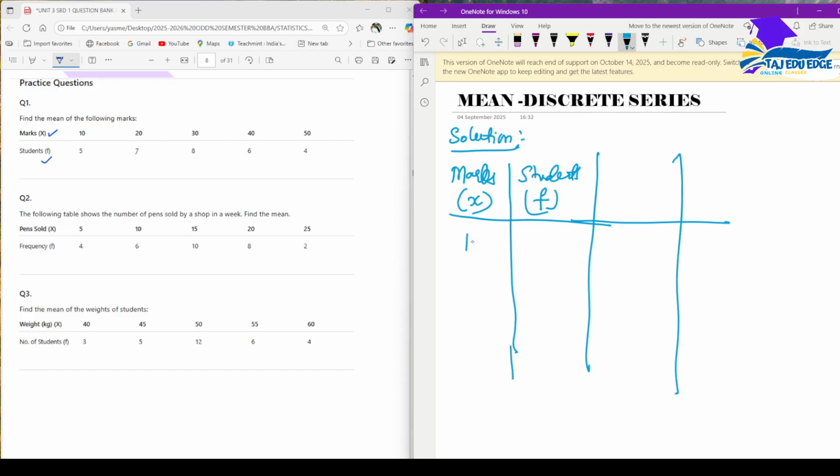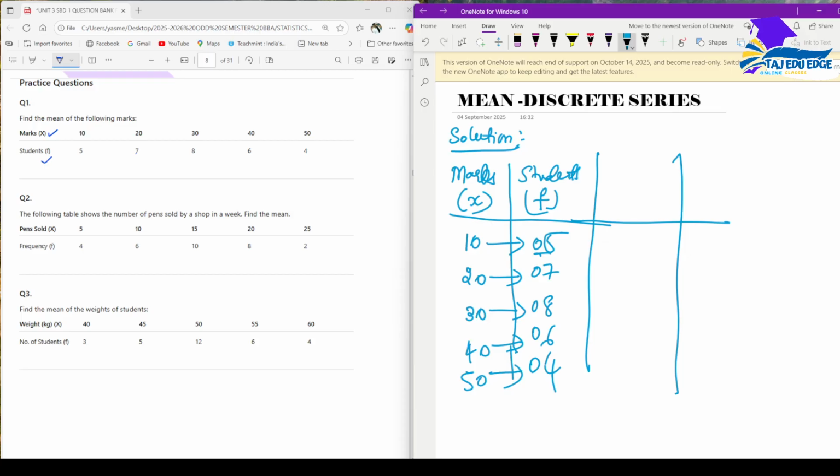First, 10, 20, 30, 40, 50. It's the marks. Okay, 10 marks is scored by 5 students, 7 students, 8 students, 6 students, and 4 students. Right, 5, 7, 8, 6, 4. 10 is scored by 5, 20 is scored by 7, 30 is scored by 8, 40 is scored by 6, and 50 is scored by 4. You know that they have given it in the question itself.